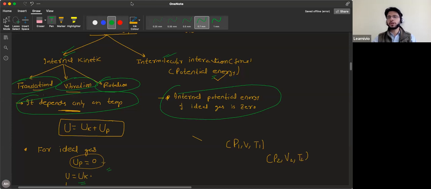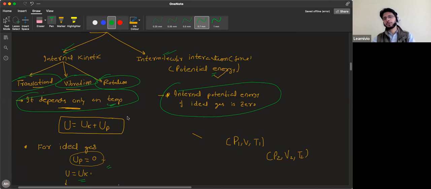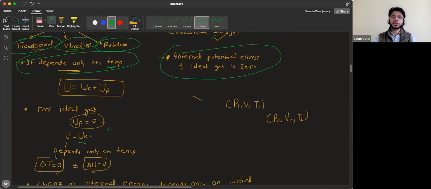What are the two types of internal energies that a gas can have? Kinetic energy and potential energy. But when we talk about the ideal gas, then what? How much is the potential energy? Zero. So what is left? Only the internal kinetic energy. And internal kinetic energy depends only on temperature. So if you have an ideal gas and I say temperature change is zero, that means change in internal energy will be zero. This will be very, very helpful when we study isothermal processes.